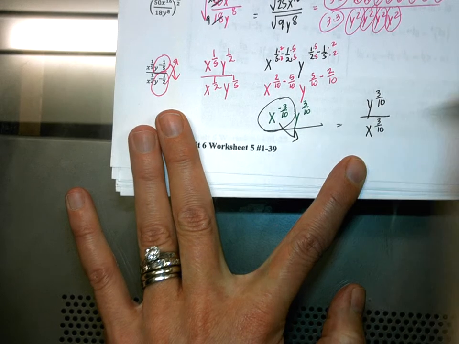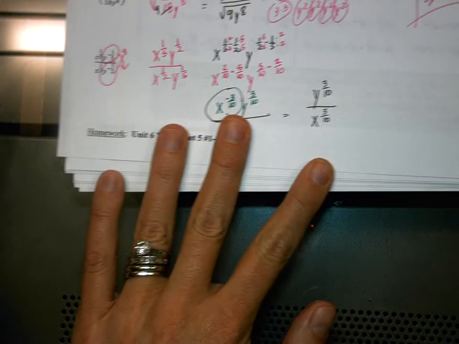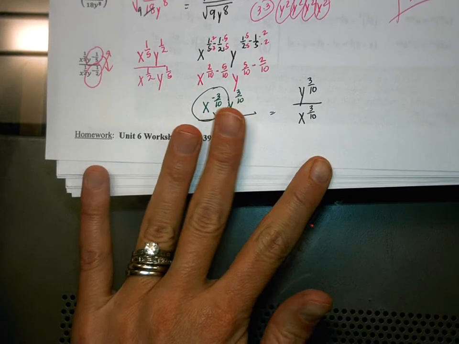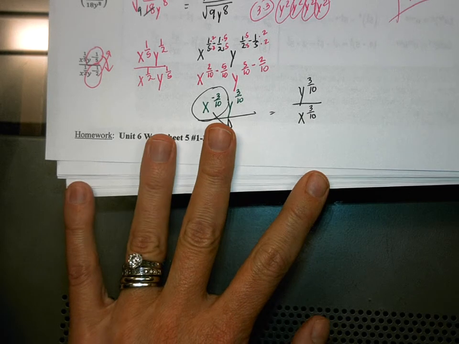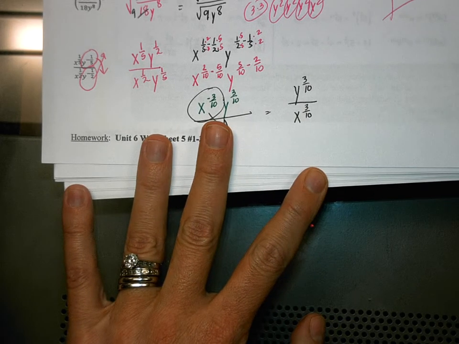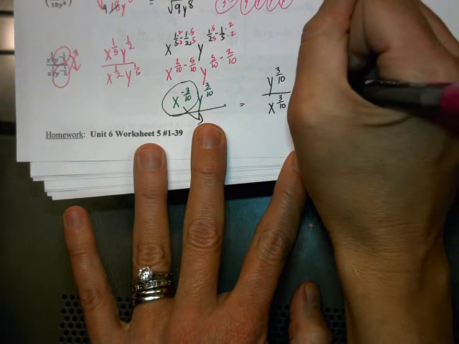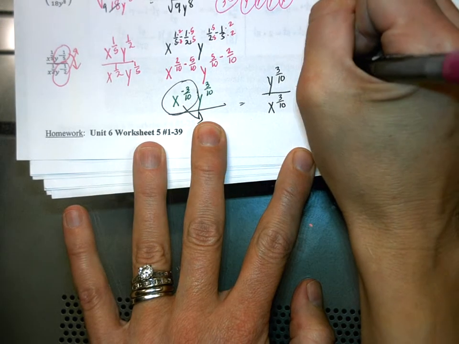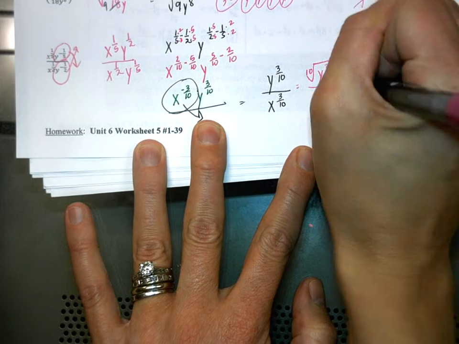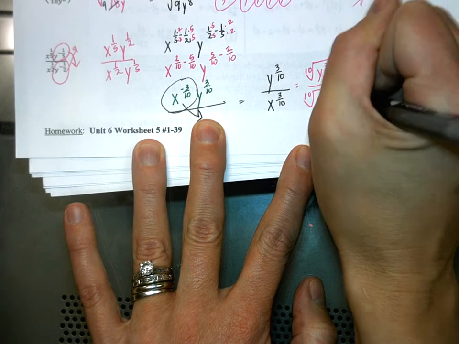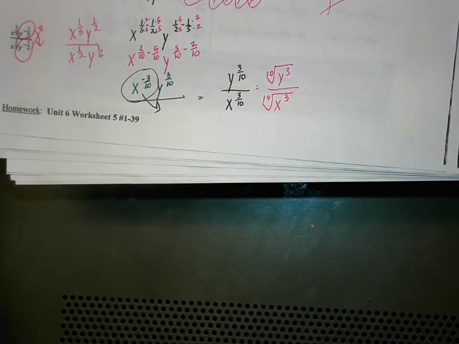Is that acceptable? What does that 3/10 represent? A root. So is that okay to have that in our denominator? No. And so if you wanted to, you could change these both to radical form. So this is the 10th root of y to the 3rd. And this is the 10th root of x to the 3rd. And what would I need in order to rationalize this?